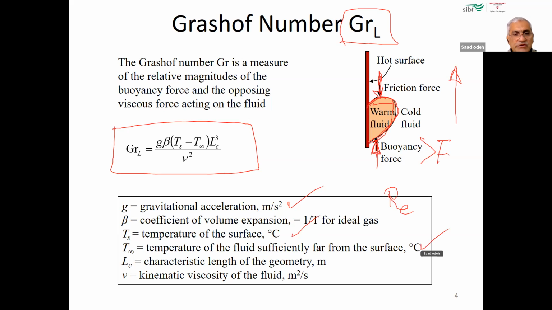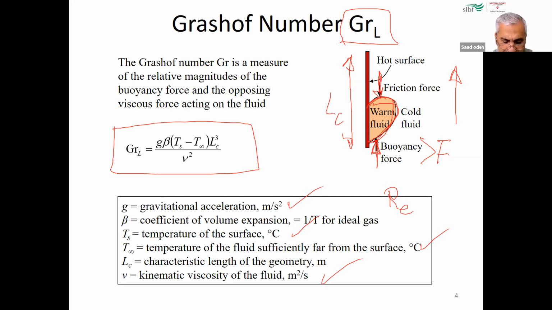And also we need to know the length of the surface. So this is, let's say, the length here, the length of the geometry. And then of course we need to know what type of fluid we are dealing with, and this can be represented by the kinematic viscosity, because each fluid has a different kinematic viscosity. So if we know the temperature, or T film, we can go to tables and find the kinematic viscosity of that fluid, and we can substitute it in this equation.